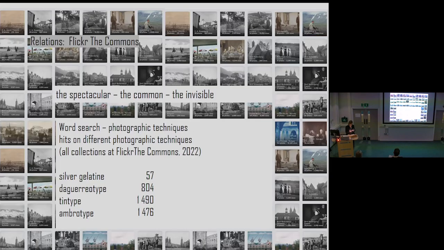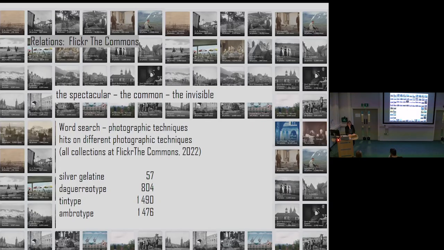I just did a very simple word search, keyword search, for different photographic techniques, and this was the results. So while there were, for example, 804 daguerreotypes, 1,490 tintypes, and 1,476 ambrotypes, there were only 57 hits on silver gelatin.